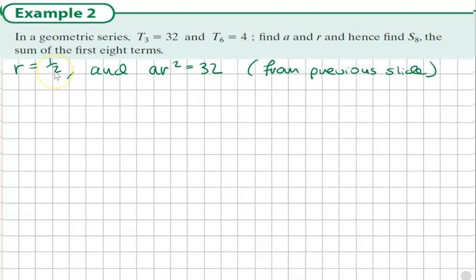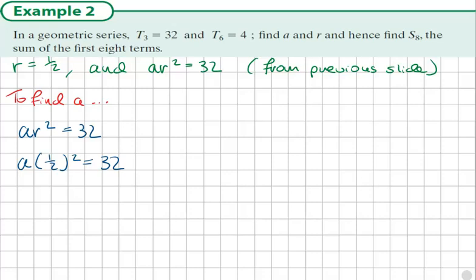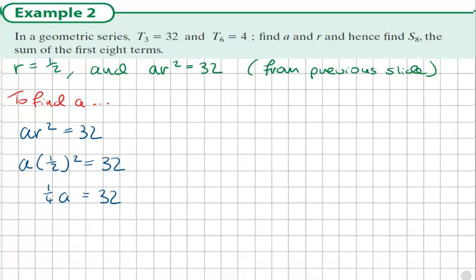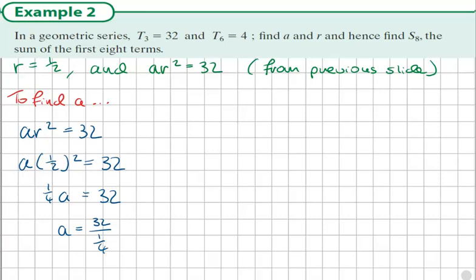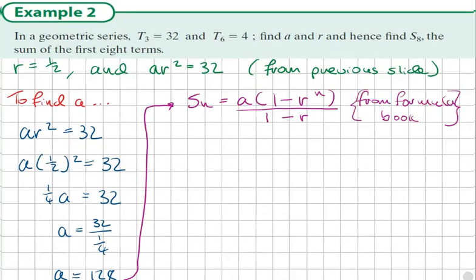So we know that r is equal to a half, and we know that a r squared is equal to 32. That's from the previous slide. So we're going to sub in r as a half and solve for a. We could have picked either of the equations. It doesn't matter which one we pick. So replacing the r with a half, we get a half squared, which is a quarter. So a quarter a equals 32. So a is equal to 32 divided by a quarter, so a is equal to 128.